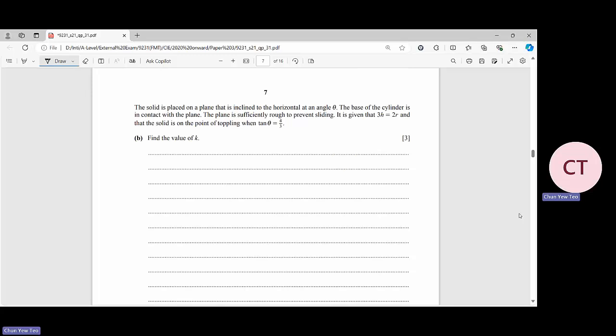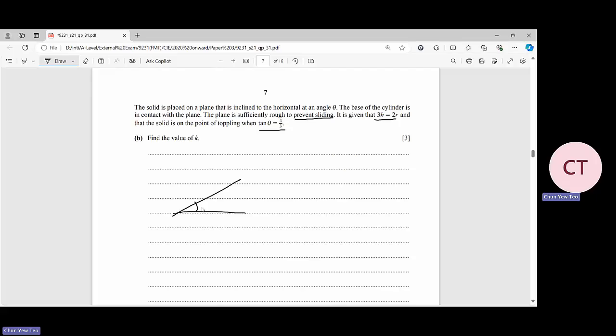The solid is placed on the plane that is inclined to the horizontal at an angle theta. The base of the cylinder is in contact with the plane. The plane is sufficiently rough to prevent sliding. It is given that h is equal to 2r and the solid is on the point of toppling when tangent theta is equal to 4 over 3. Find the value k.